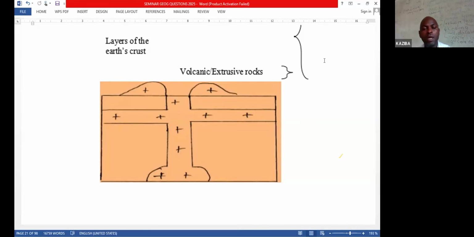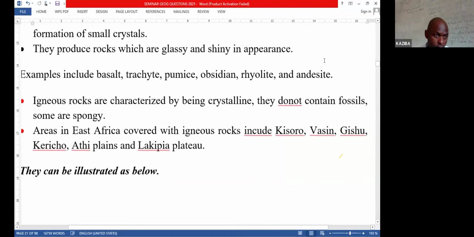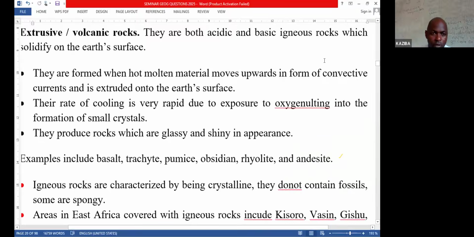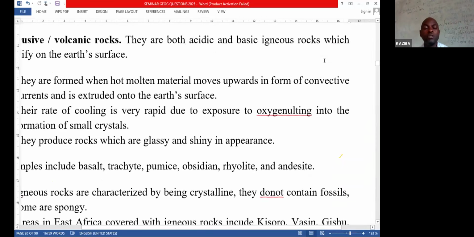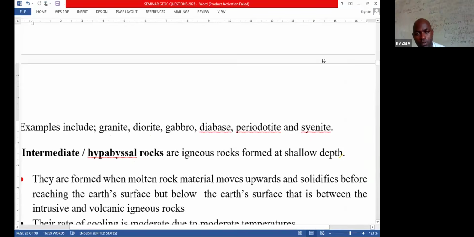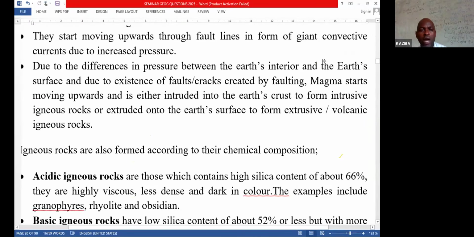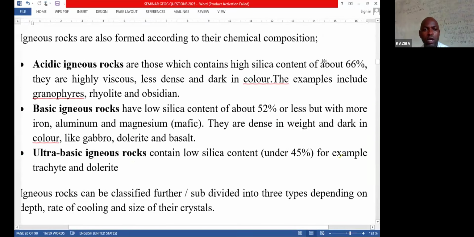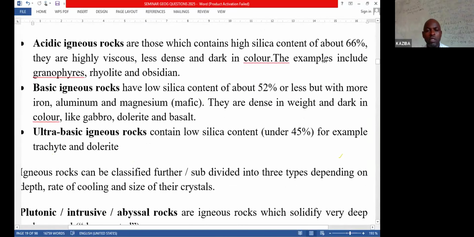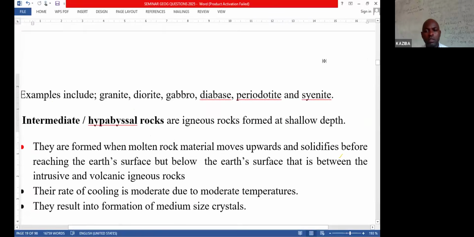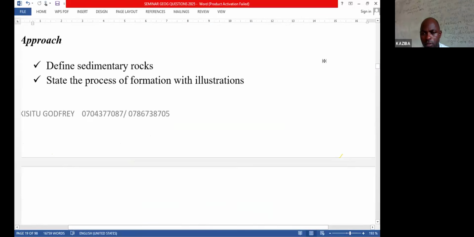Then the last classification looks at the mineral content. Under classification you have acidic igneous rocks, and basic igneous rocks, and that question is done. Let's look at another question.